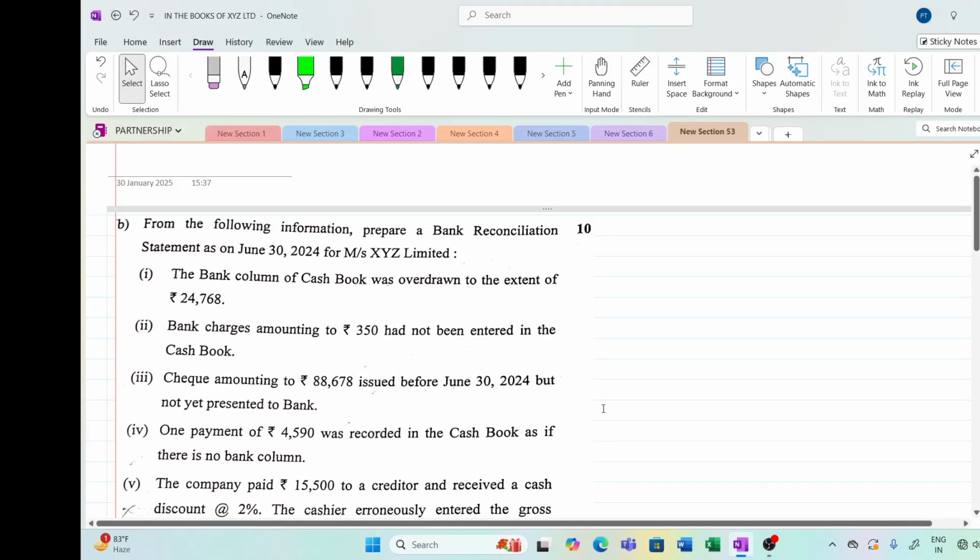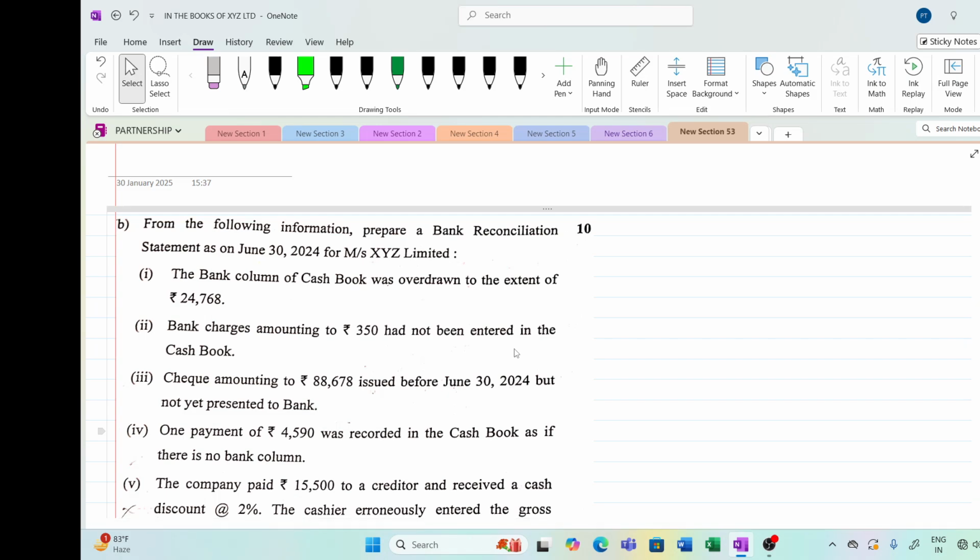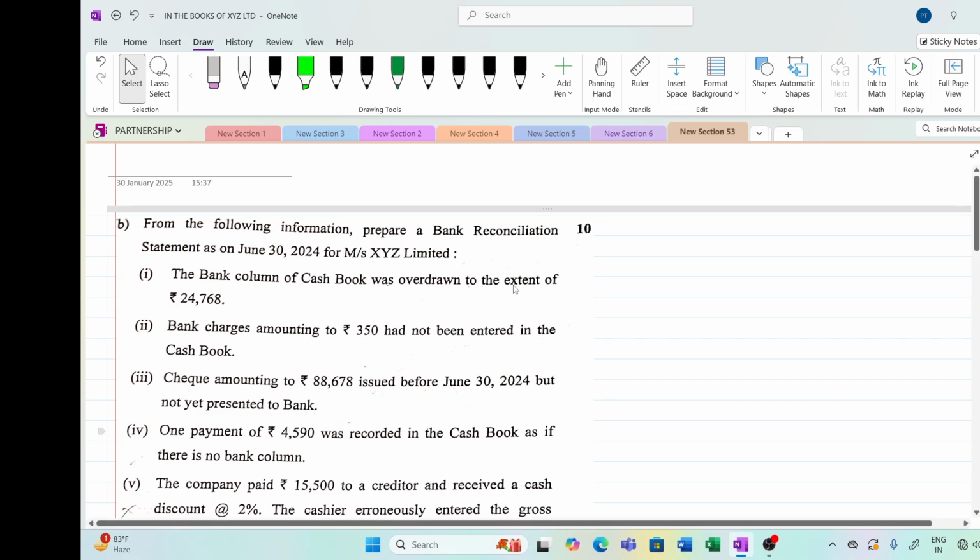Today we are going to see one more bank reconciliation statement, question number 2B of CA Foundation, a recent exam, January 2025. So let us see one by one. From the following information, prepare a bank reconciliation on 30th June 2024.